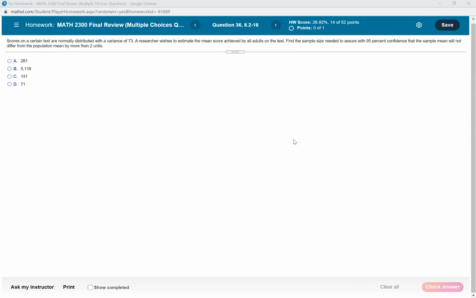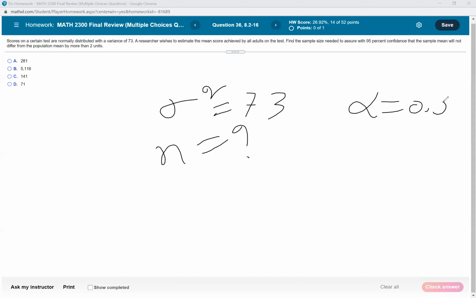Okay, so the next question is: scores on a certain test are normally distributed with a variance, that means sigma square, of 73. A researcher wishes to estimate the mean score achieved by all adults on the test. We need to find the sample size needed to assure, with 95% confidence, so alpha is 0.05 and alpha over 2 is 0.025.